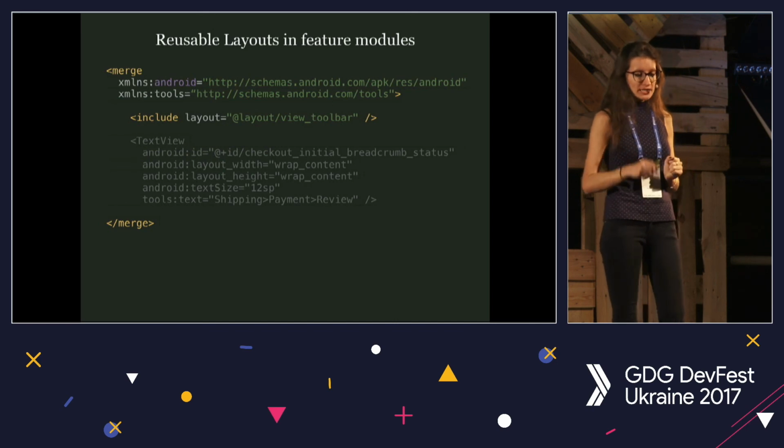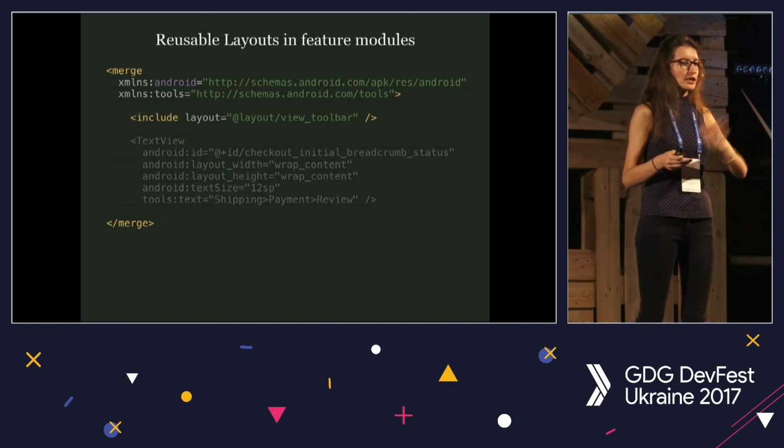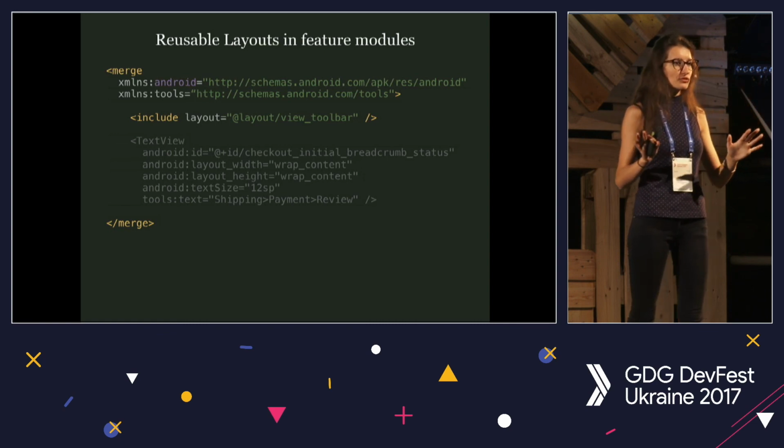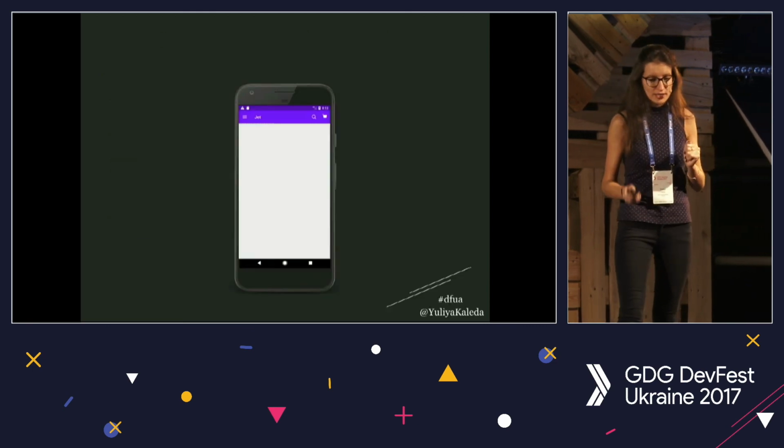Reusable layouts are not supported in Instant Apps, so you have to make sure in feature modules you get rid of merge and include tags, and just nest the layouts. I know this is not a perfect solution. This is how it works. Google is aware of the issue. They are trying to fix it.